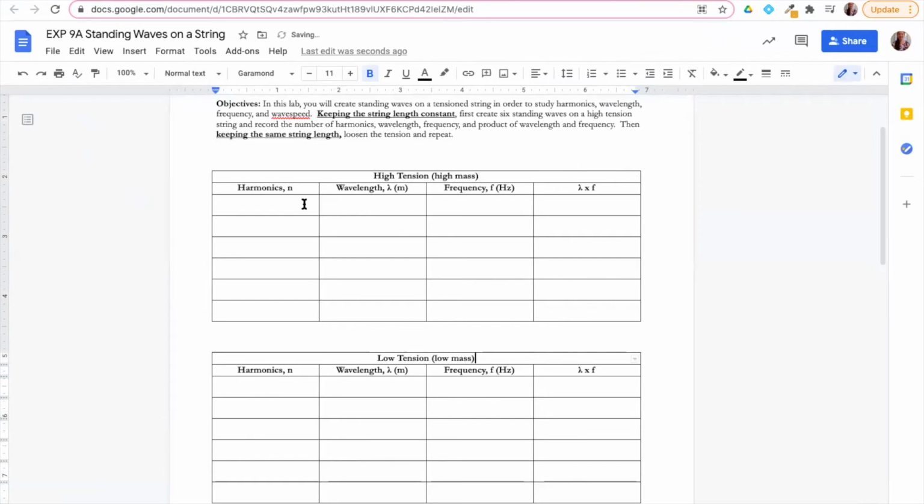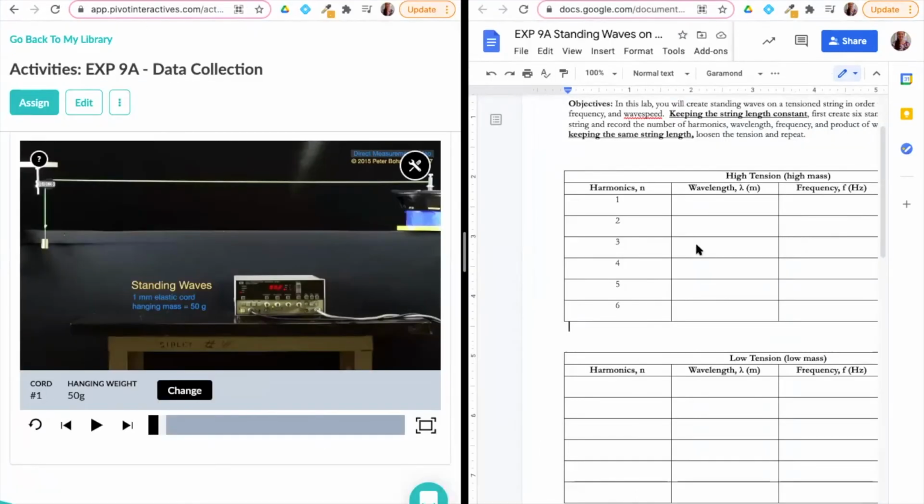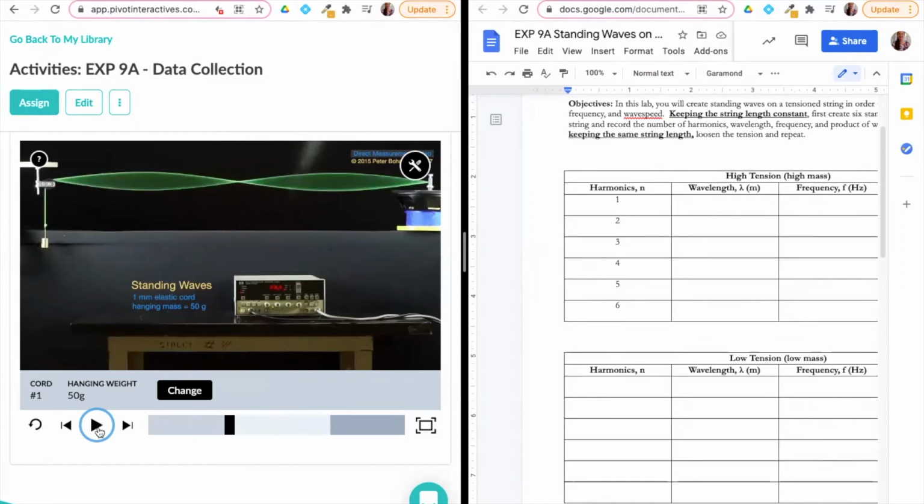And what I would like you to do is take several measurements. On Pivot, you'll be restricted to only reading the first 6 patterns. But in person, there's an infinite number of harmonics you can make on a standing wave on a string. It might be useful to put these next to each other so it's easy to read your data. What I want to do is slowly increase the frequency by letting this play out. As it plays, the frequency of this oscillator increases until we get different standing wave patterns. This is the second harmonic, and I'm going to try and pause it right there.